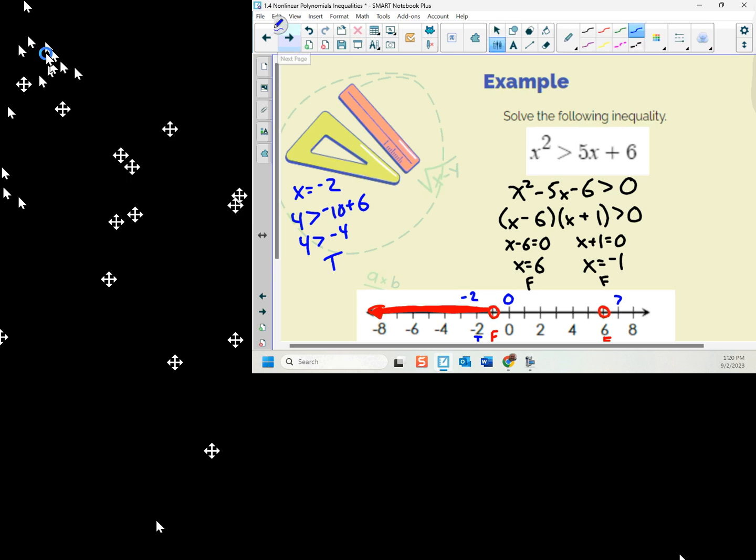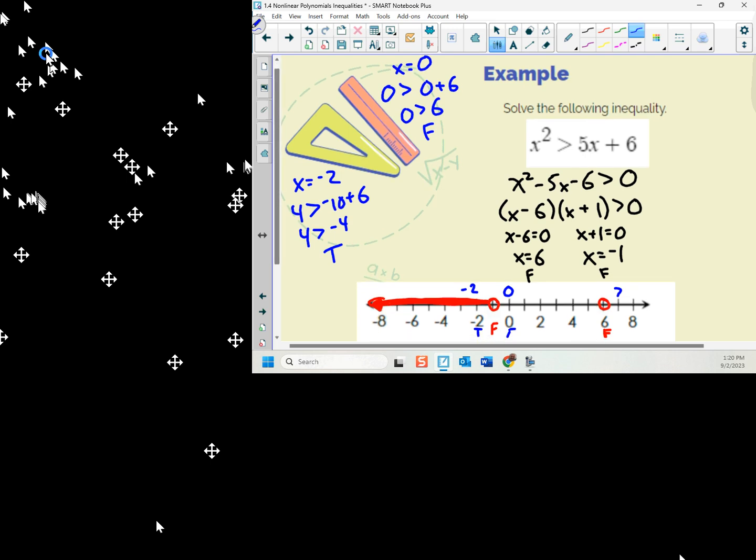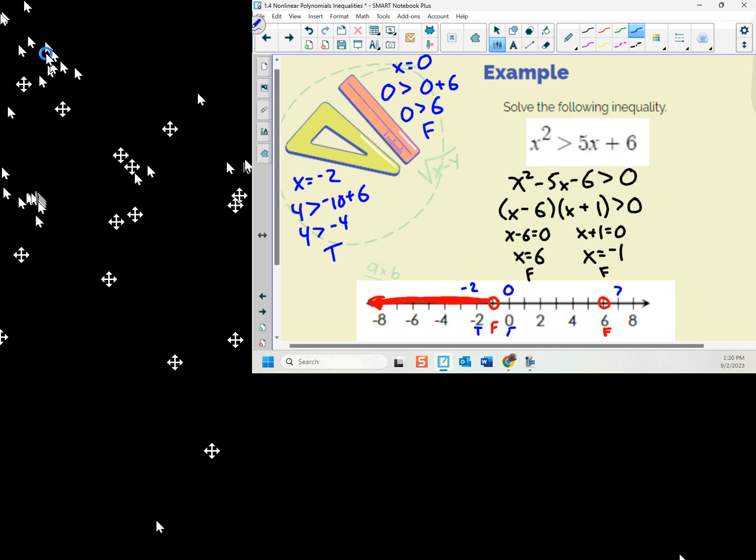If I plug in x equals 0, I get 0 is greater than 5 times 0 is 0 plus 6. 0 is greater than 6. That's false. So this is false. Let me scroll that up just a little bit so that you can see me putting those down. Okay, so this is false. So it's not going to be between negative 1 and 6.